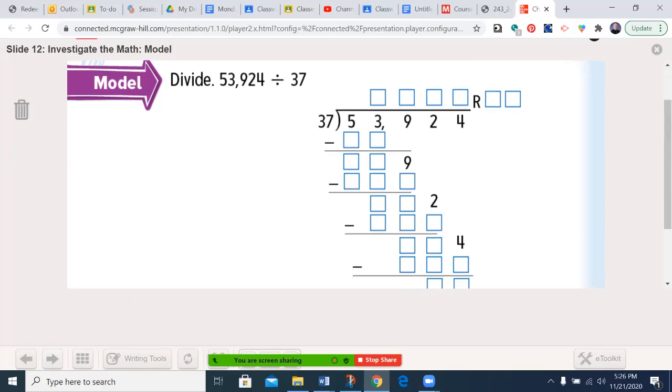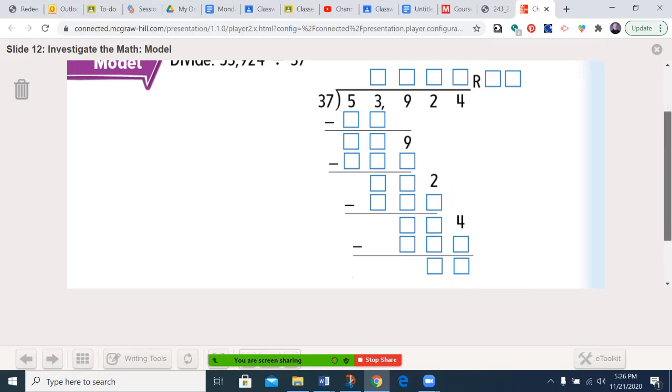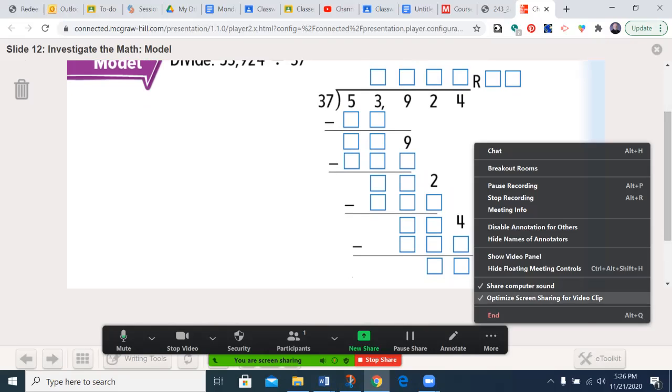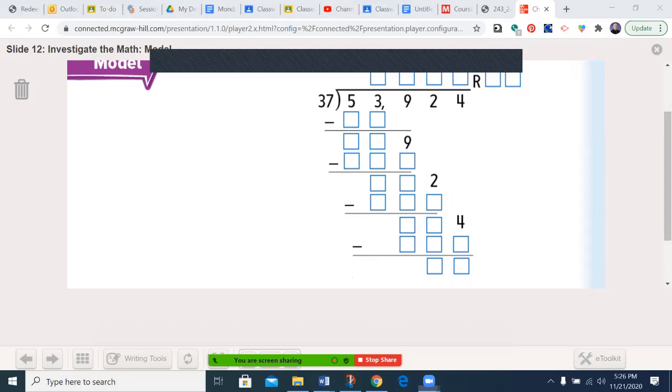Let's look at a big number. 53,924 divided by 37. If right now you're sitting here thinking, whoa, you shouldn't. Because at no point am I going to ever go 37 into 53,924. In fact, I'm going to start out at 53 divided by 37, and then I'm going to follow my steps.